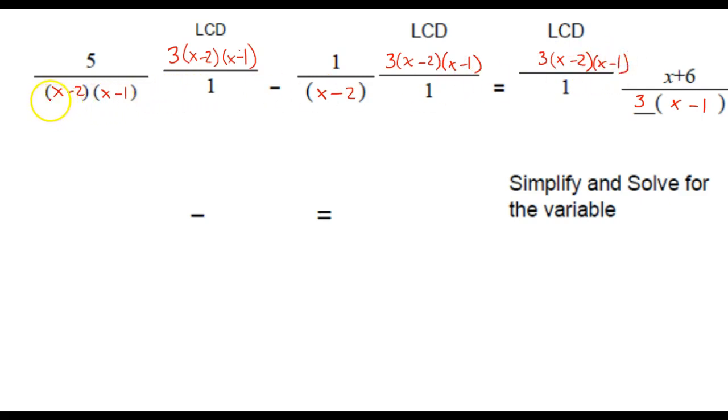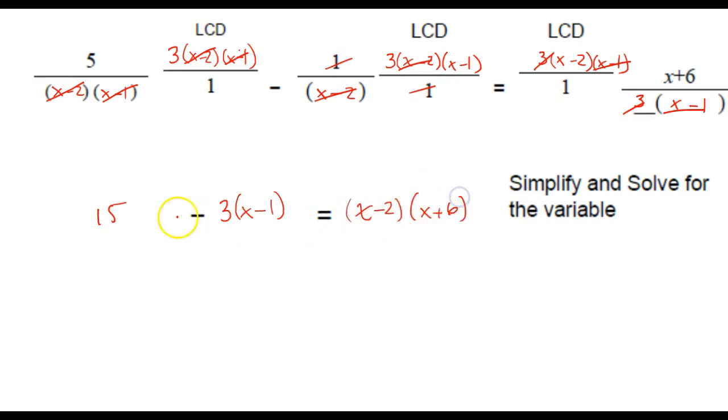So as we can see here, these would cancel, and those would cancel, and I'm left with 5 times 3 divided by 1, which is 15. These cancel, and those cancel, and I'm left with 3 times x minus 1. And these would cancel, those would cancel, and I'm left with x minus 2 times x plus 6. So I'm going to simplify this out.